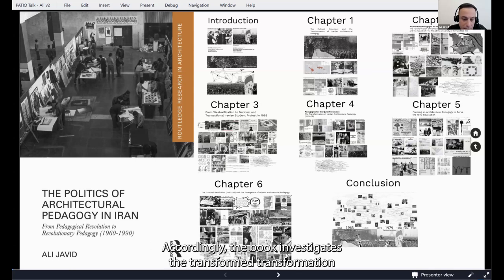Accordingly, the book investigates the transformation of Iranian architectural pedagogy following national and international key socio-political changes, such as the Cold War, the 1963 White Revolution, and the 1979 Islamic Revolution. For its analysis, the book selects two leading Iranian architecture faculties at Tehran University and the National University.